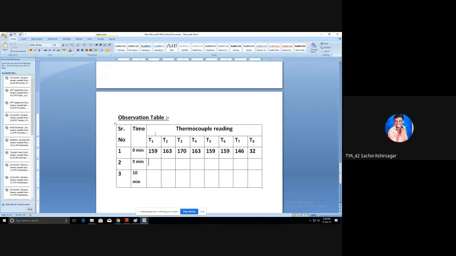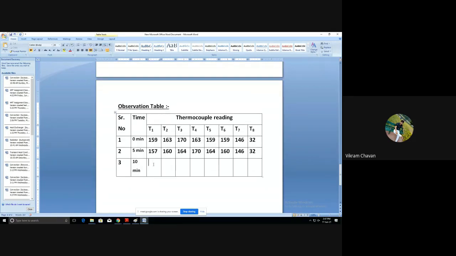Second reading: T1 157, T2 160, T3 164, T4 170, T5 164, T6 160, T7 146, and T8 32. Okay. The next, third reading.